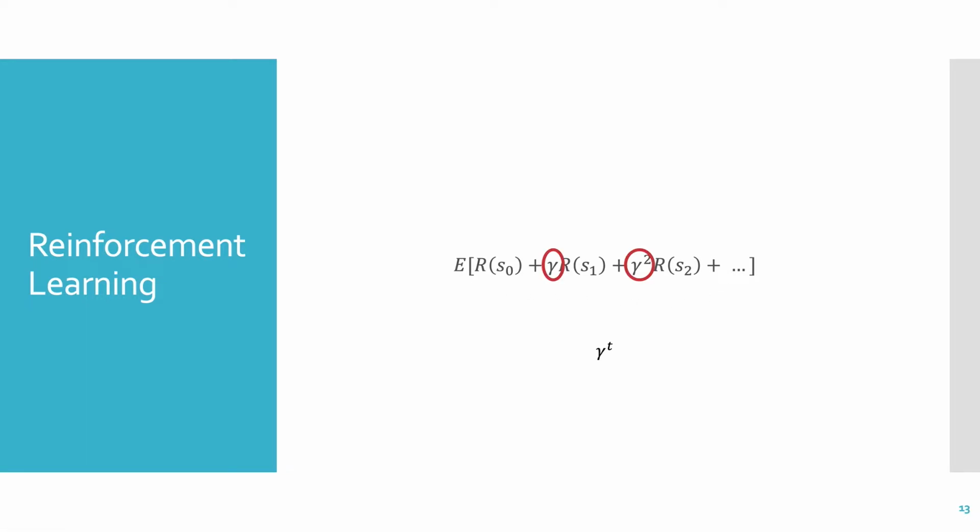What is gamma doing here? The reward is being discounted by a factor of gamma to the t, where t is the time step. So we want to accrue positive rewards early on as they will have the largest impact.